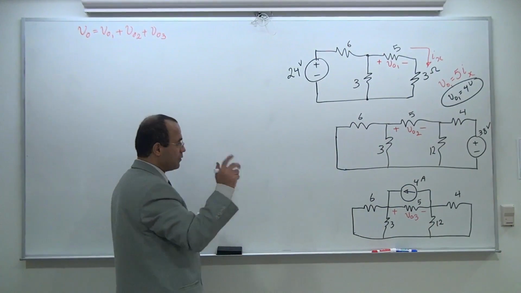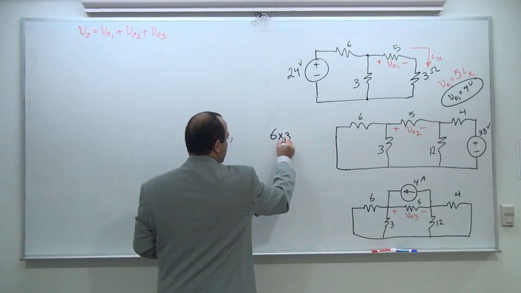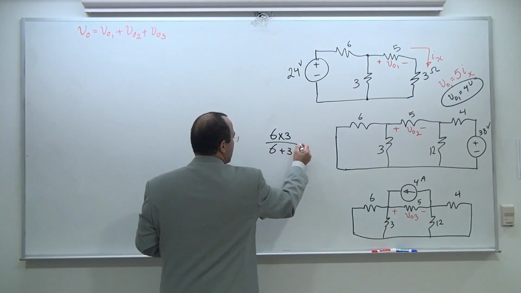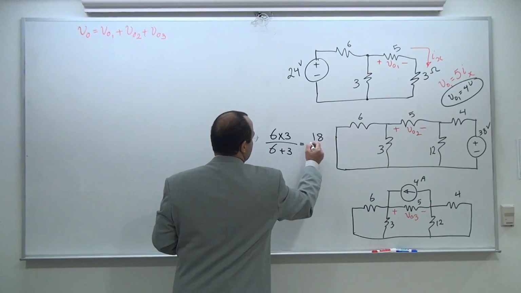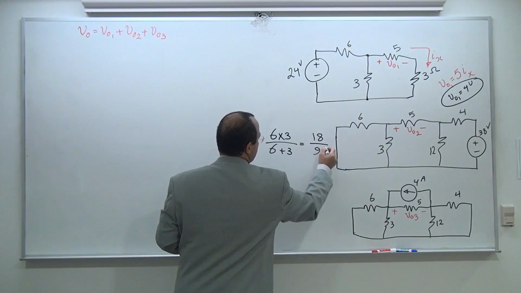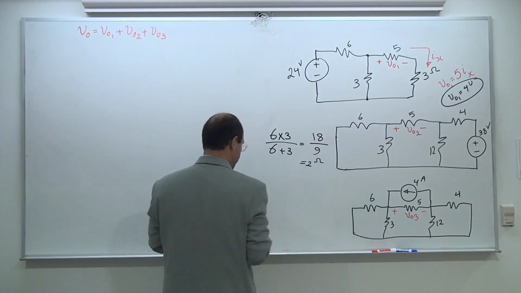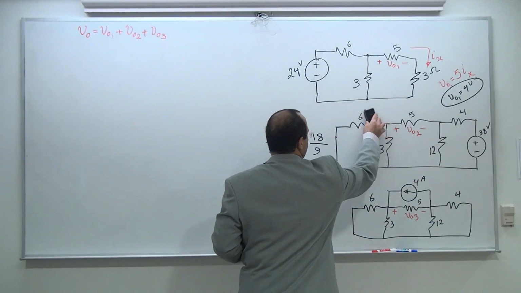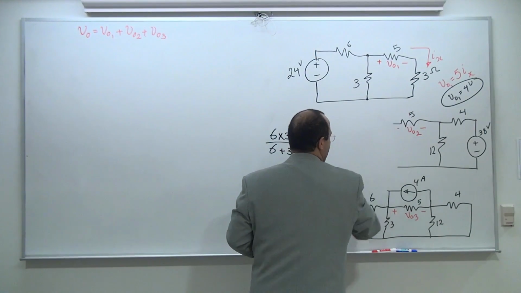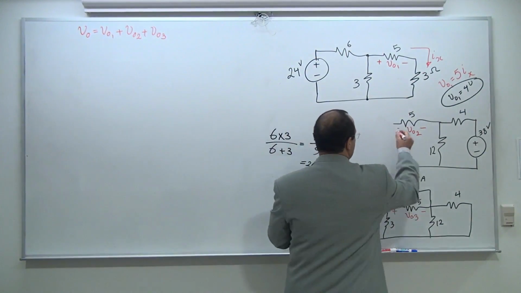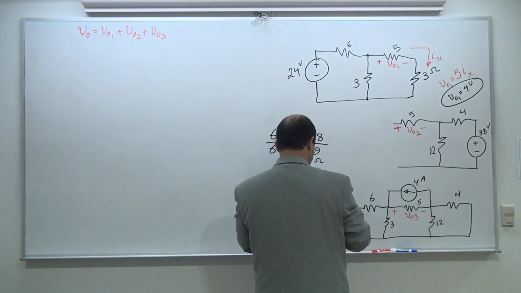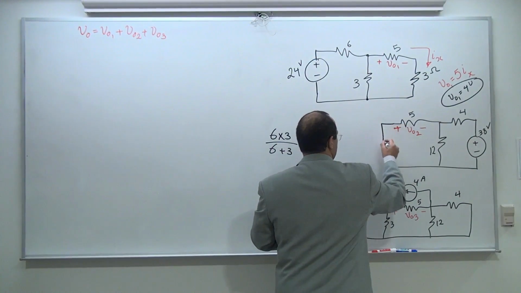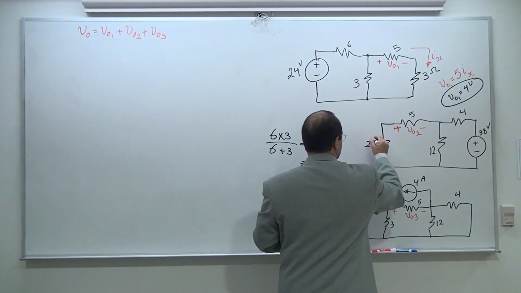Because it's only 2 resistors, 6 times 3 divided by 6 plus 3. That's going to be 18 divided by 9, which is 2 ohm. Only for 2 resistors we can do that. So I'm going to actually remove this and replace it with 2 ohm. Okay?